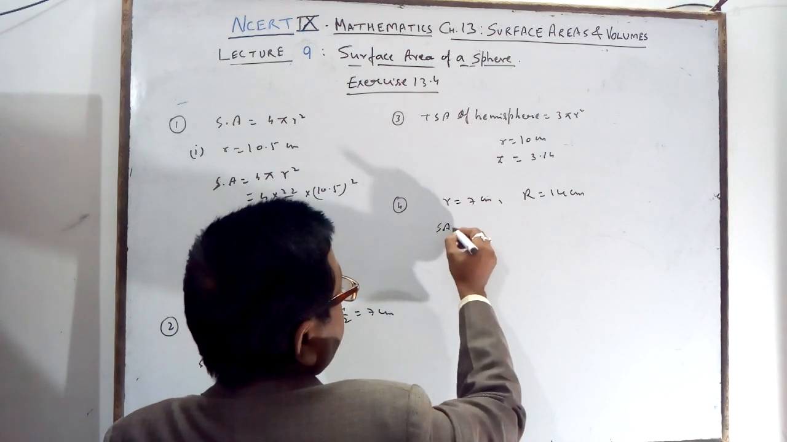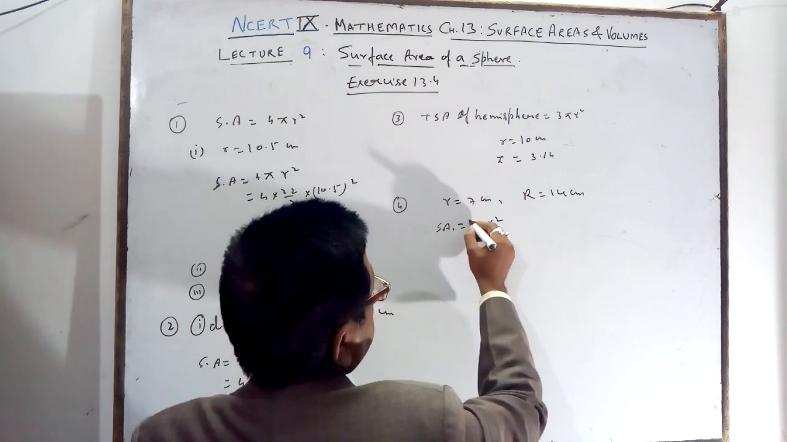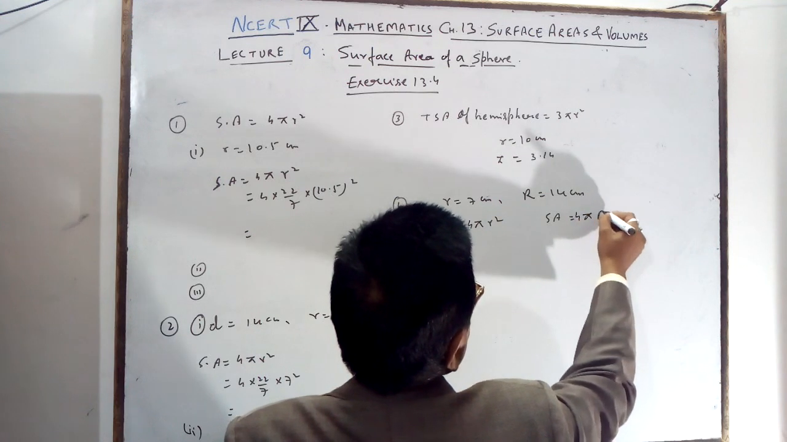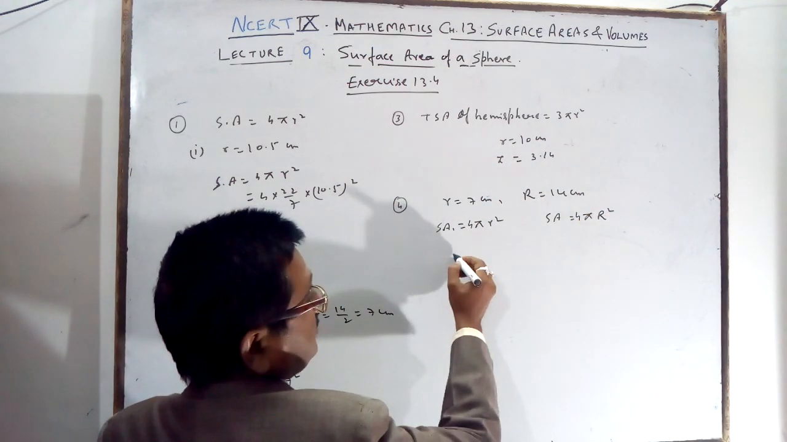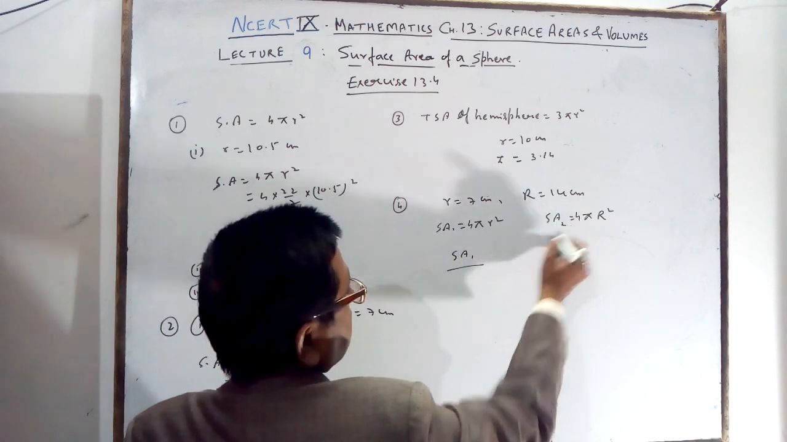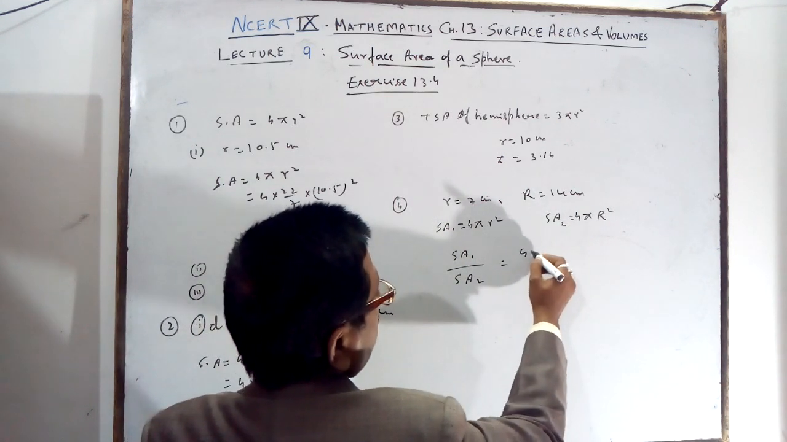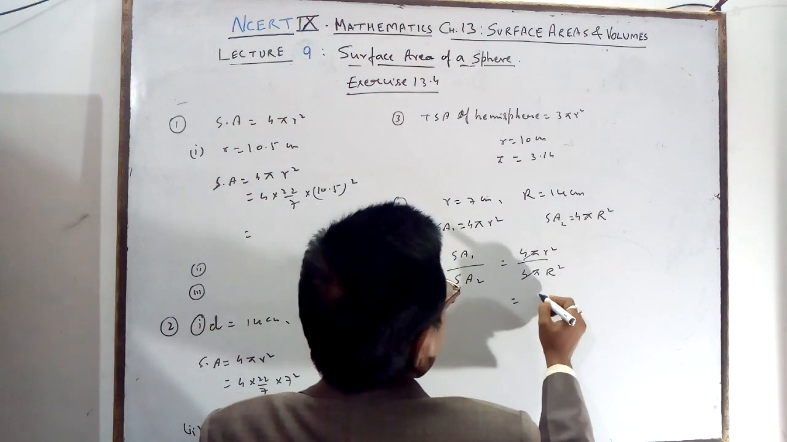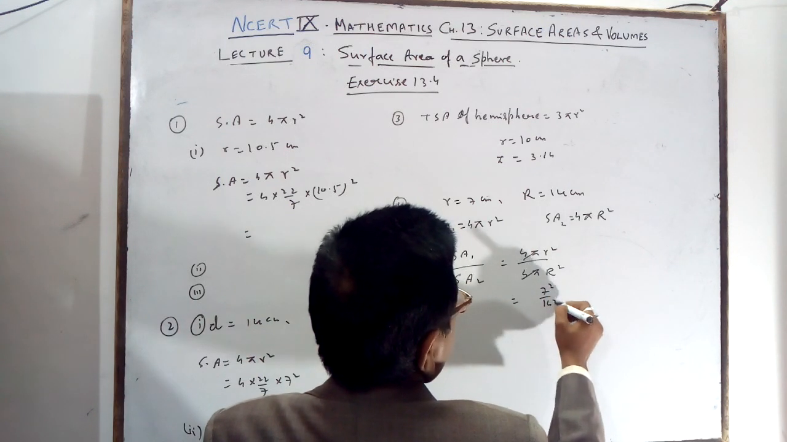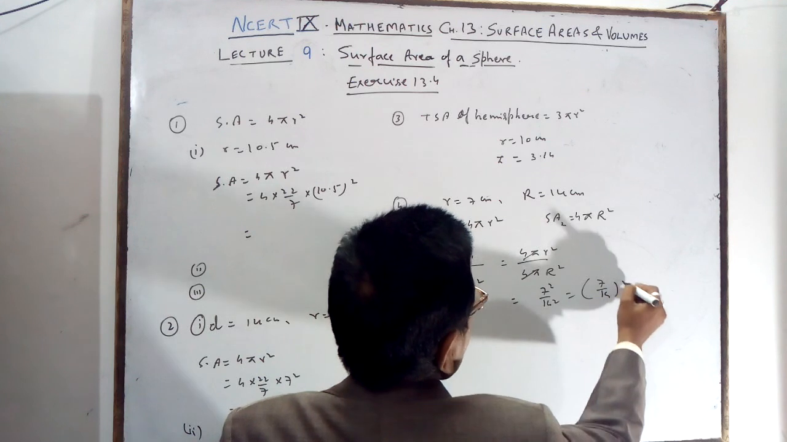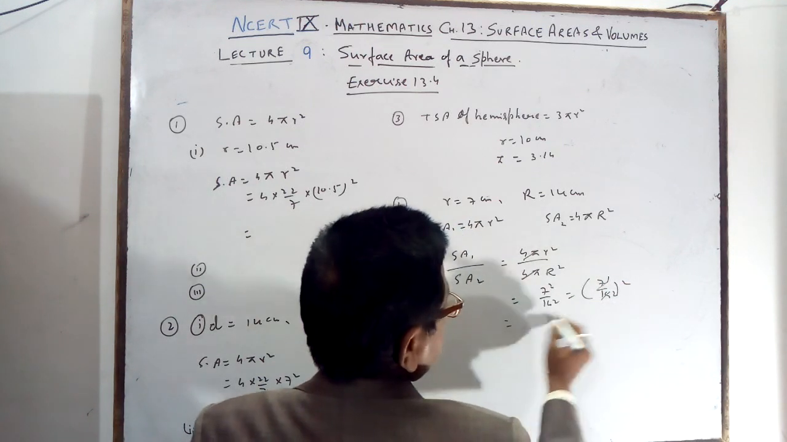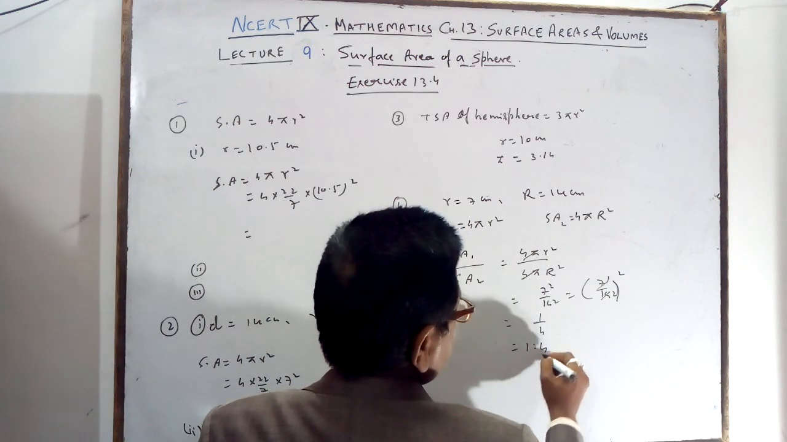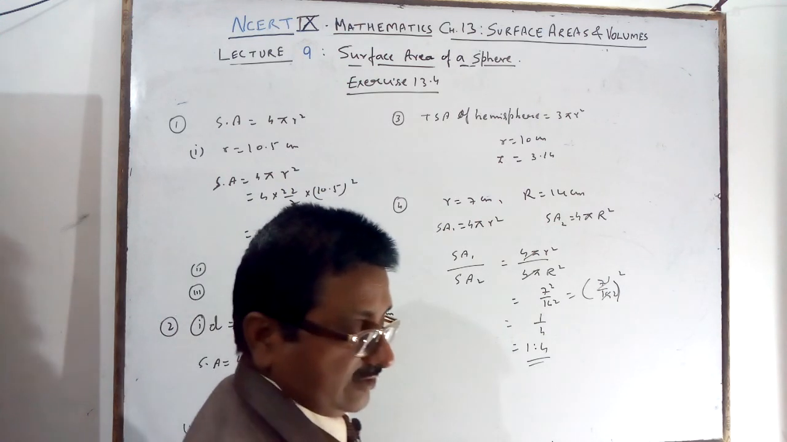So surface area in the first case is equal to 4 pi r square. Surface area of the second case is equal to 4 pi capital R square. The ratio of surface area 1 upon surface area 2 is 4 pi r square upon 4 pi capital R square. It is cancelled. You get 7 upon 14, that is 7 upon 14 whole square. So 1 is to 4. What is the ratio? Before and after, the ratio will be 1 is to 4.